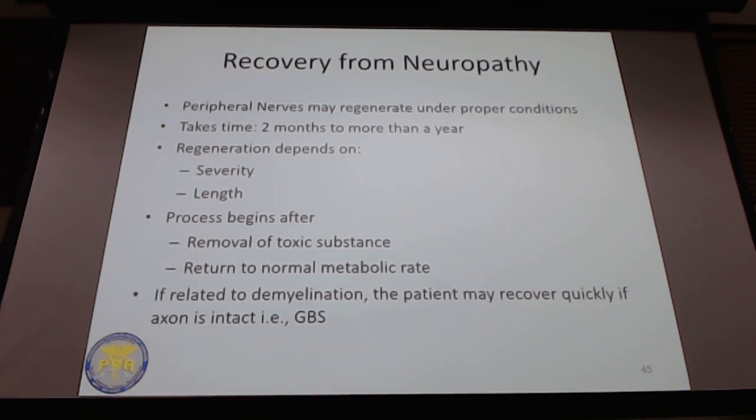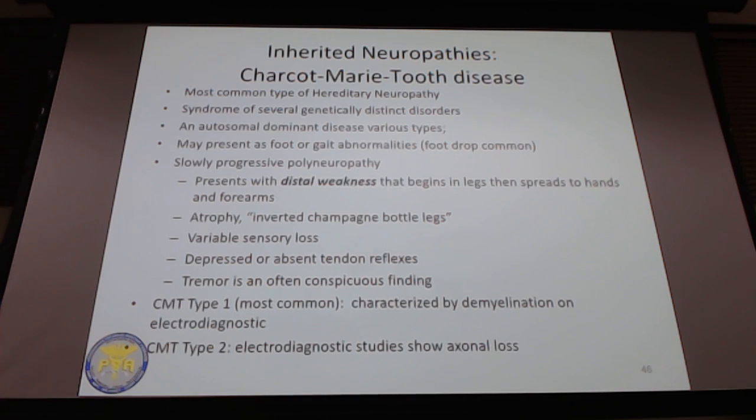Okay, so we talked a little bit about recovery, and now we get into your inherited neuropathies. So again, these are passed on from mom and dad. Charcot-Marie-Tooth disease, or CMT. We're really going to only talk about CMT1. See at the bottom of the slide there, it's the most common. It's like a 90-10 distribution. So CMT1 is really what you're going to see out there.